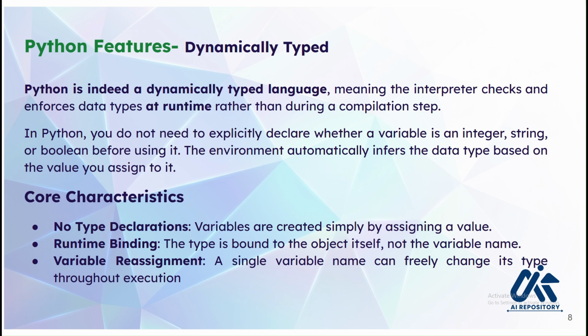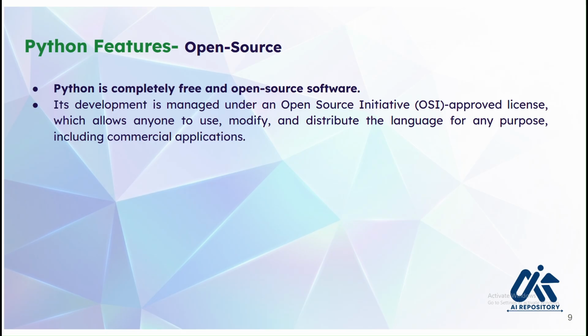The core characteristics of dynamically typed languages are: you need not declare the data type of the variable, the binding happens at runtime, and variable reassignment. What does that mean? That means a single variable name can freely change its type throughout the execution.